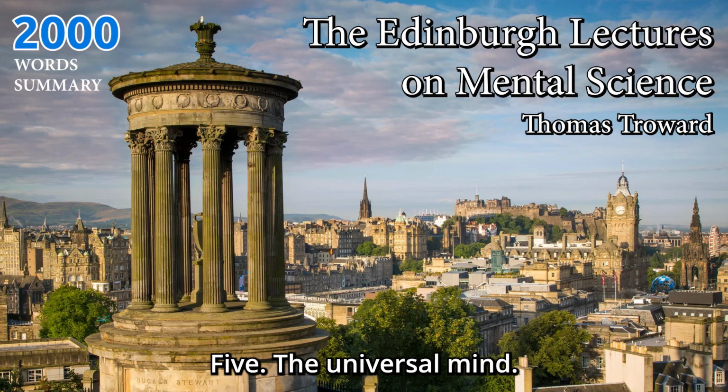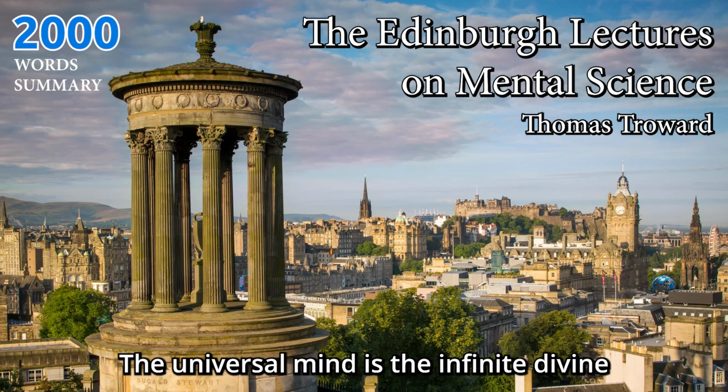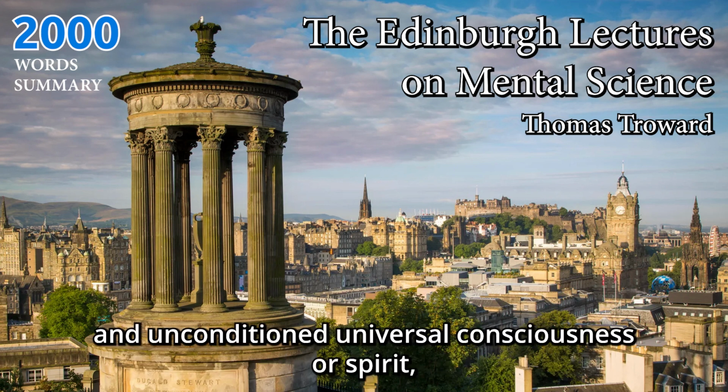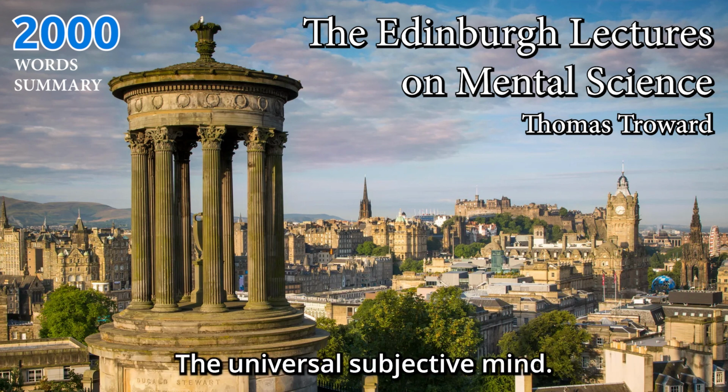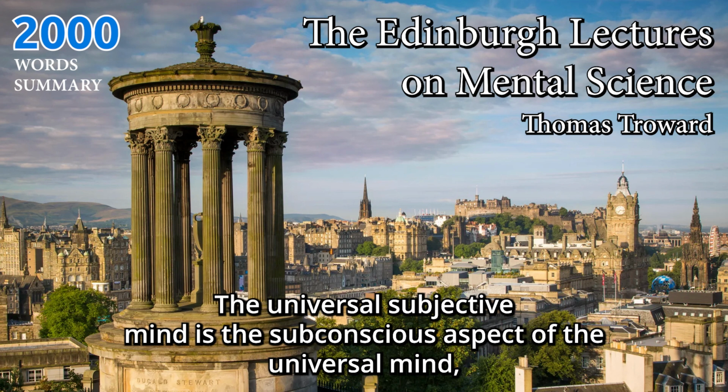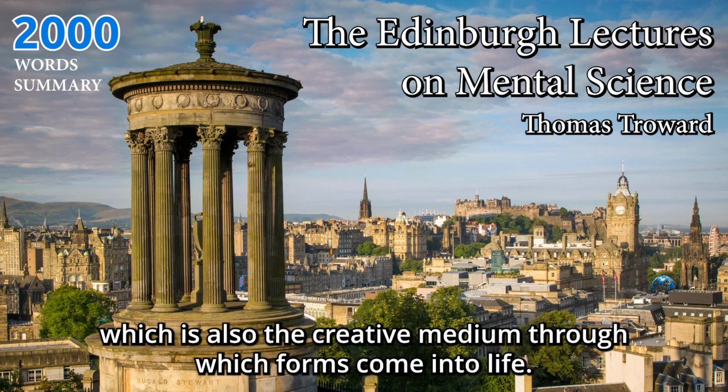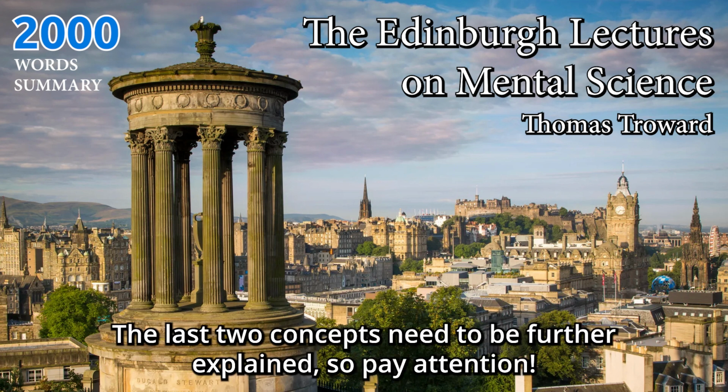5. The universal mind. The universal mind is the infinite, divine, and unconditioned universal consciousness or spirit which is the source of all manifestation. 6. The universal subjective mind. The universal subjective mind is the subconscious aspect of the universal mind, which is also the creative medium through which forms come into life. The last 2 concepts need to be further explained, so pay attention.